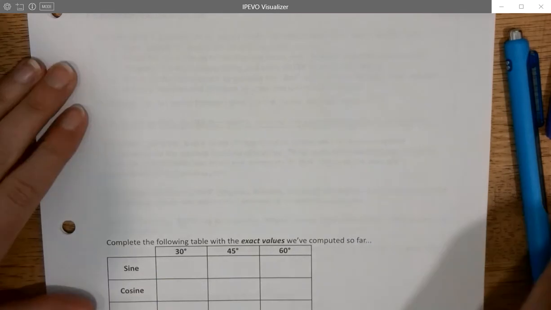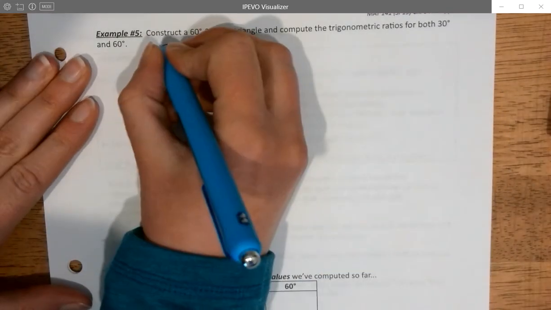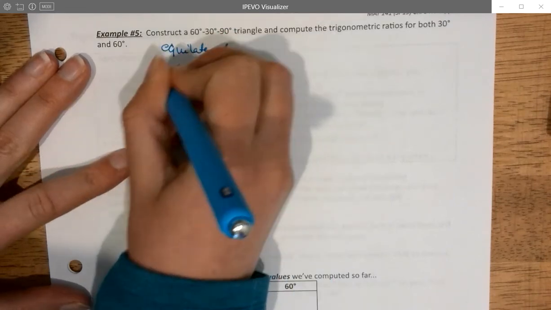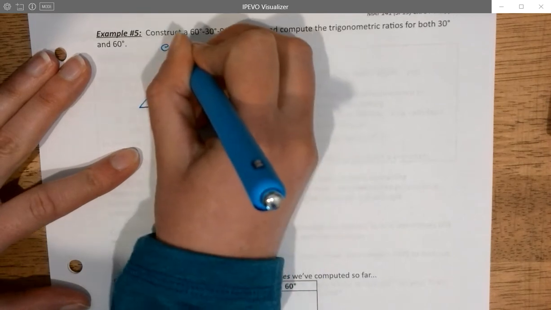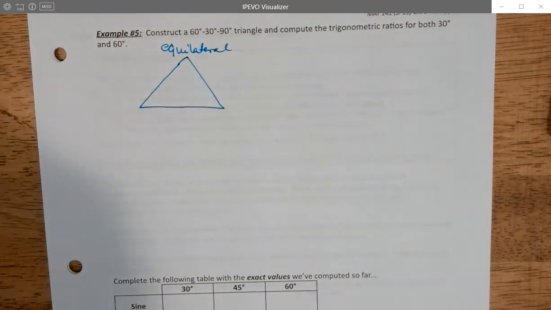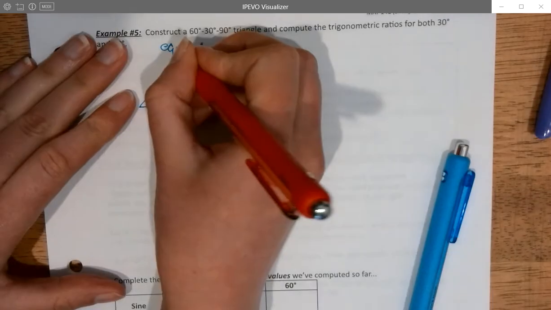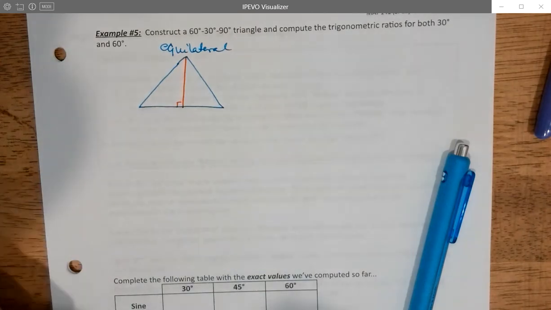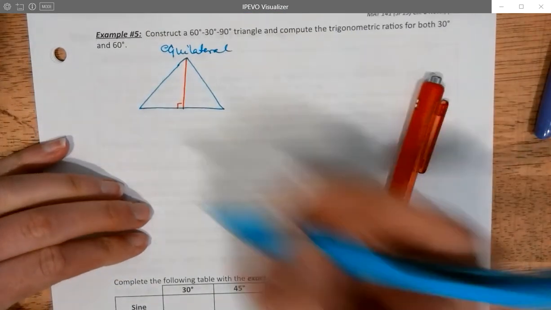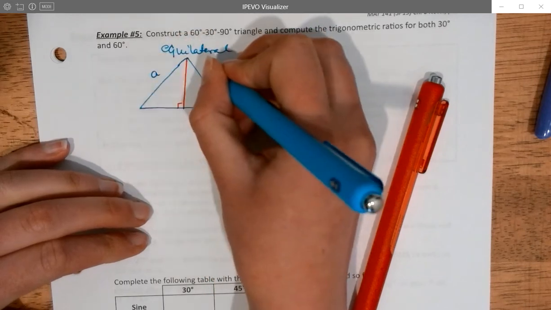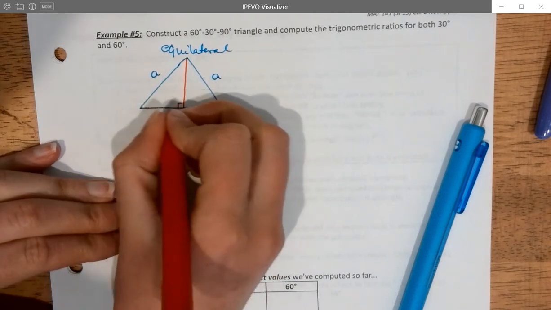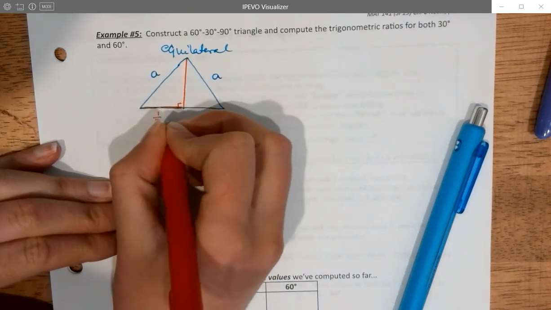Instead of the isosceles, we're going to construct an equilateral, with all sides being equal. If I make a triangle that has all sides being equal, the problem is that I don't have a 90-degree angle, so then we have to bisect it. All sides were equal, so they were all A. But now I bisected this, so this bottom part is only half of A.